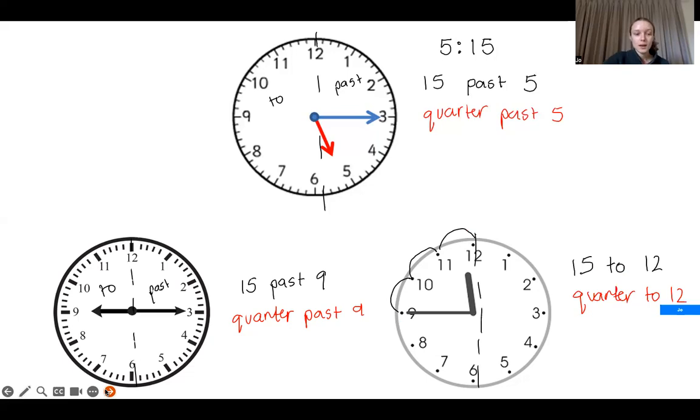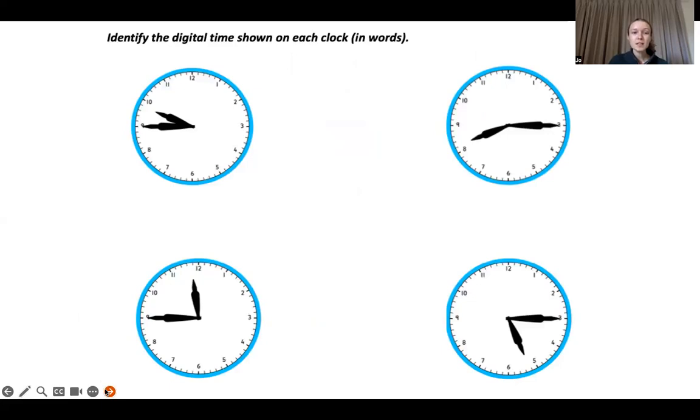Okay, now let's have a look at the worksheet. So you have to identify the digital time shown on each clock in words. You know how to do this with your 15 to and 15 past, but I want you to also say it as your quarter past and quarter to. So let's have a go at doing both.